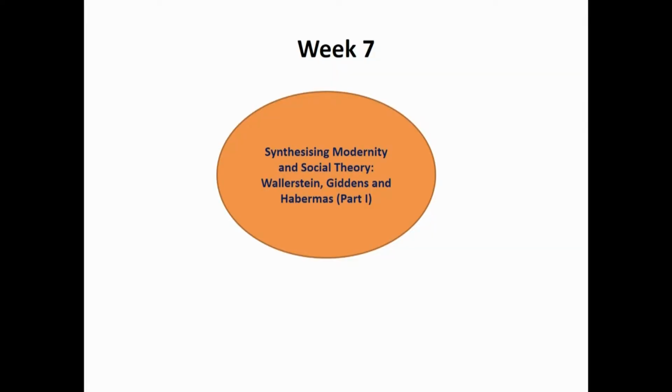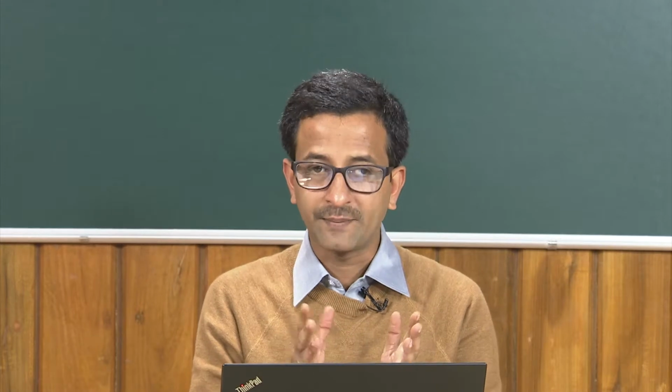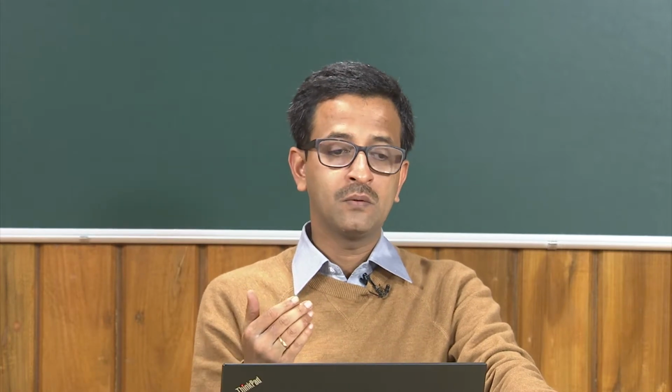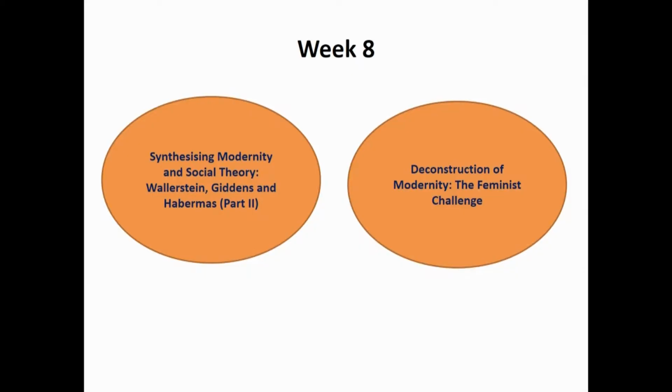In the seventh week, we discussed how to synthesize modernity and social theory, part 1: Wallerstein, Giddens and Habermas. It is very important to understand how to synthesize modernity and social theory through the works of Wallerstein, Giddens and Habermas. Wallerstein's reflections on core, periphery and semi-periphery, the world capitalist economy and so on. Giddens' structuration theory, consequences of modernity, and Habermas' theory of communicative action. And in part 2, we further tried to look at the similarities between Wallerstein, Giddens and Habermas, and then we moved to the 8th week.